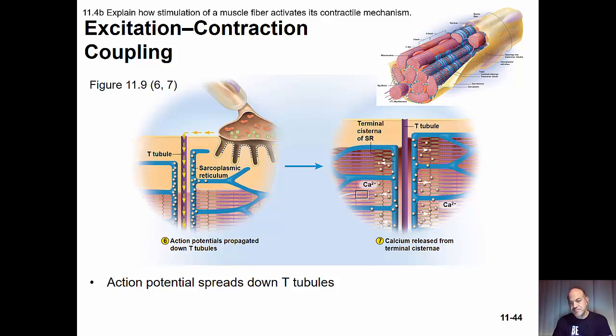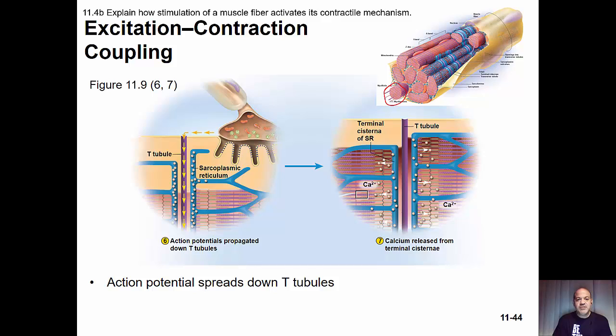And within the sarcoplasmic reticulum, calcium ions are stored and kept away from the cytosol, or the fluid of the cell. And they're kept away from these myofibrils here that contain the proteins for contraction.